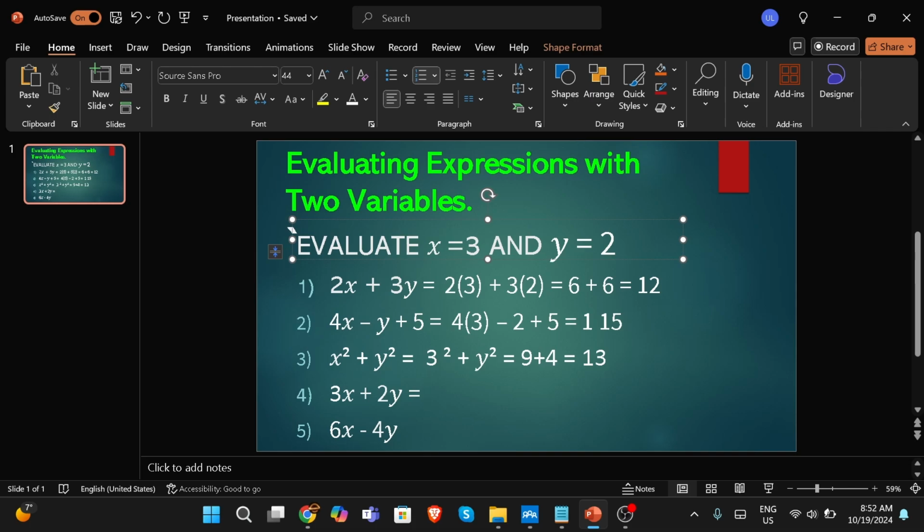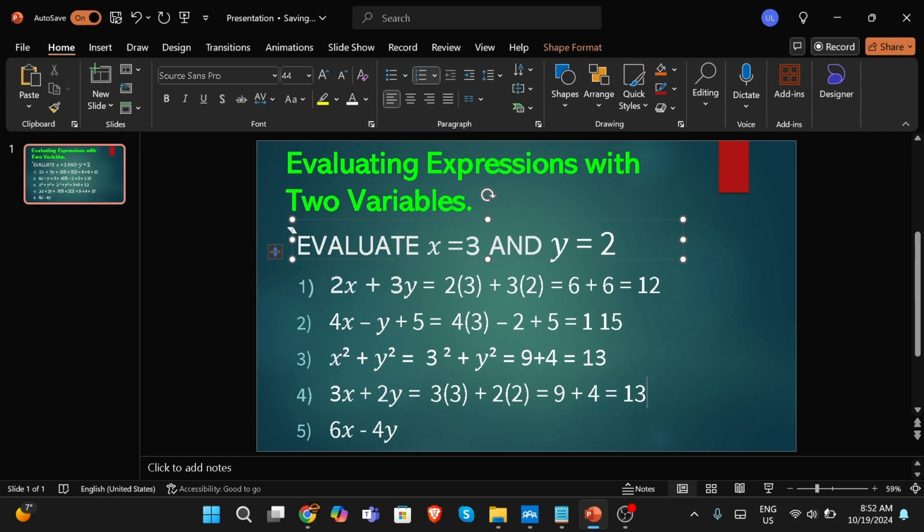Now let's proceed to our fourth question, which is 3x plus 2y. So 3x is 3, and inside the parentheses we write 3, and then plus 2y, which is 2, so 2 and 2. Now let's multiply all these together and add them with the help of PEMDAS. So 3 times 3 is 9, right? Now plus 2 times 2, which is 4. So 9 plus 4 is 13 as well.